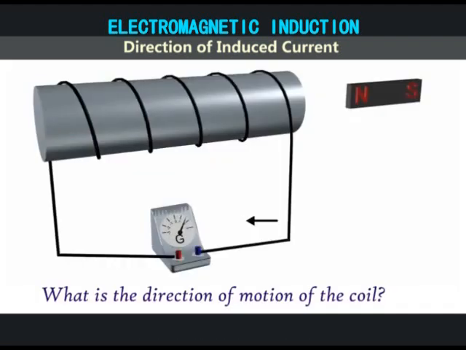On your screen is a solenoid coil connected to a galvanometer. Movement of the solenoid causes the galvanometer to deflect towards the right. What direction is the solenoid moving? Note that the galvanometer needle tips towards the incoming current.